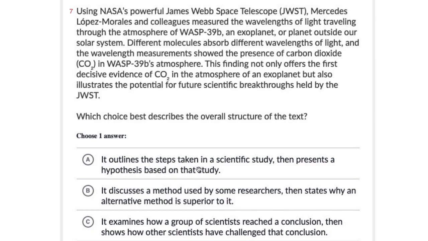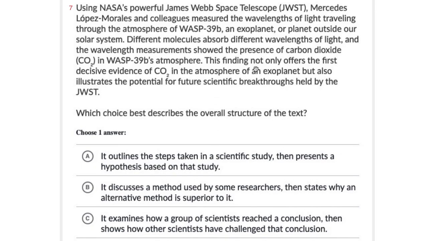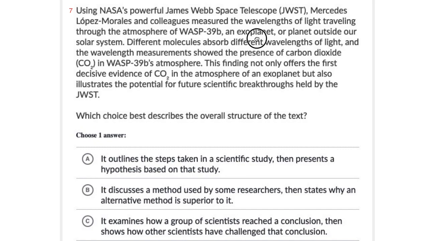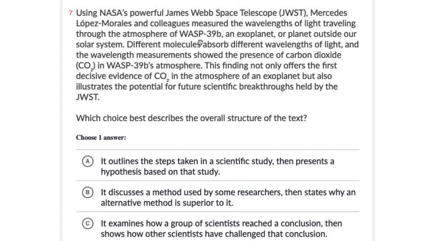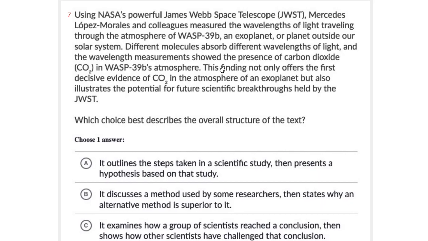Using NASA's powerful James Webb Telescope, so-and-so measured the wavelengths of light traveling through the atmosphere of this planet outside our solar system. And we're not going to get bogged down in WASP 39b. Okay, so different molecules absorb different wavelengths of light, and the wavelength measurements showed the presence of carbon dioxide in this planet's atmosphere. The finding not only offers the first decisive evidence of carbon dioxide in the atmosphere of an exoplanet, but also illustrates the potential for future scientific breakthroughs.